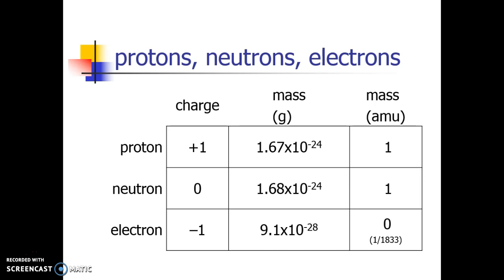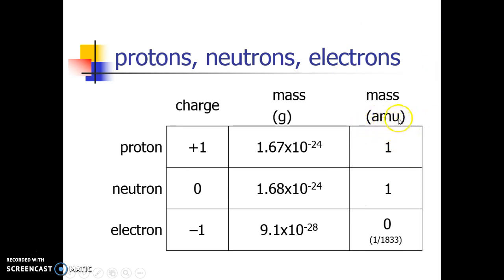Mass-wise, you might not have learned these numbers in grams, and I actually am not going to ask you to know them. Have them written down because occasionally we need to refer back to them for an example in a calculation, but you don't have to ever memorize the grams. What you do need to know is the mass in AMUs. Do you remember what AMU stands for?